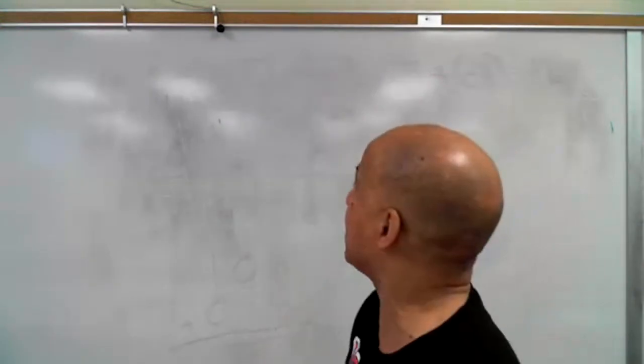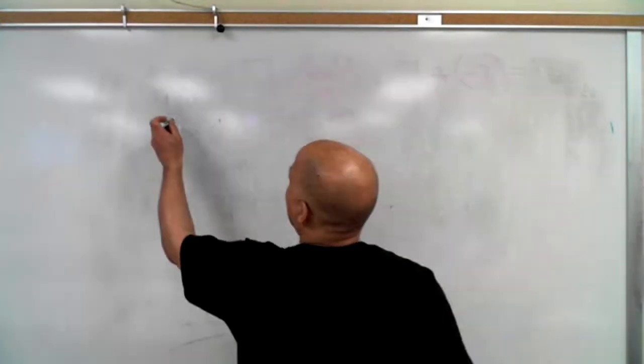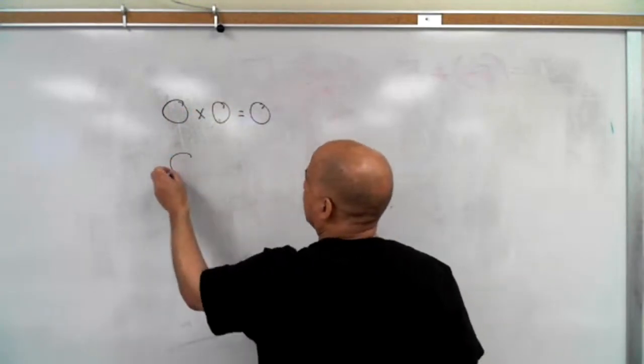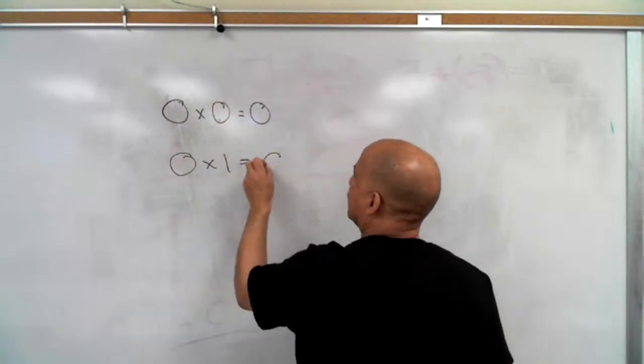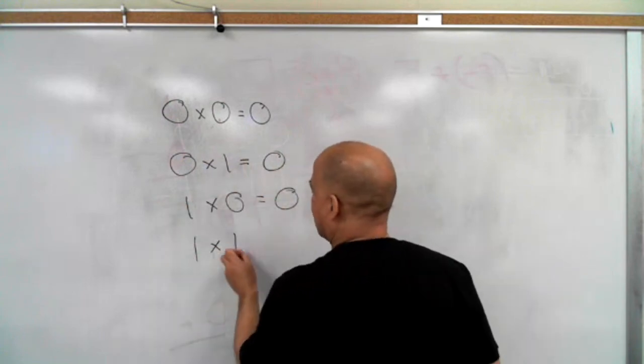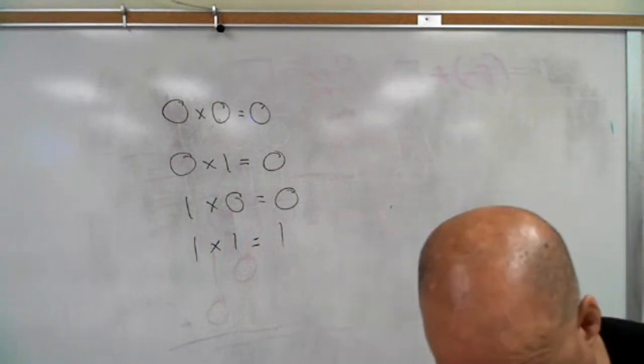So the last one I want to do is multiplication. That's really, really easy. So we have 0 times 0 is 0. 0 times 1 is 0. 1 times 0 is 0. And 1 times 1 is 1.